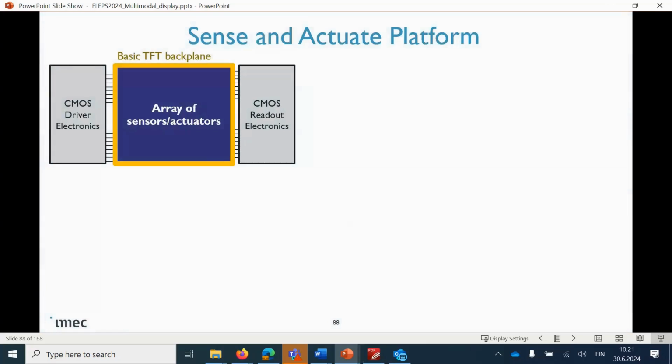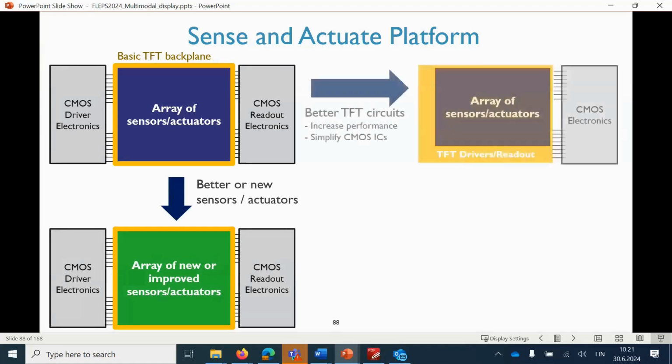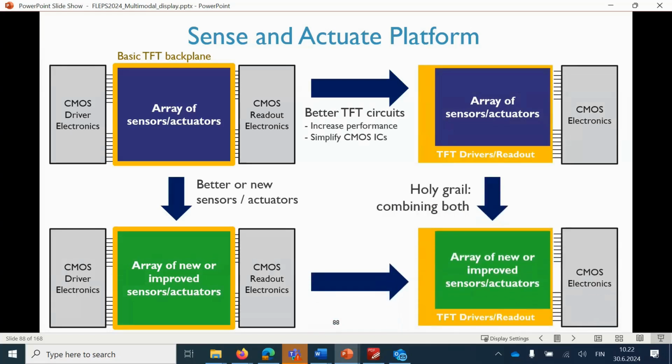And some last words to summarize all of this. We worked on something that we call a Sense and Actuate platform using TFT backplanes. At IMEC, we not only work to improve the sensor and actuator, we also work to improve the circuits, to increase the performance and simplify the CMOS ICs that are needed. The holy grail, of course, is to combine the two and co-design them so that we have the best performance out of it. And that's what we try to do.